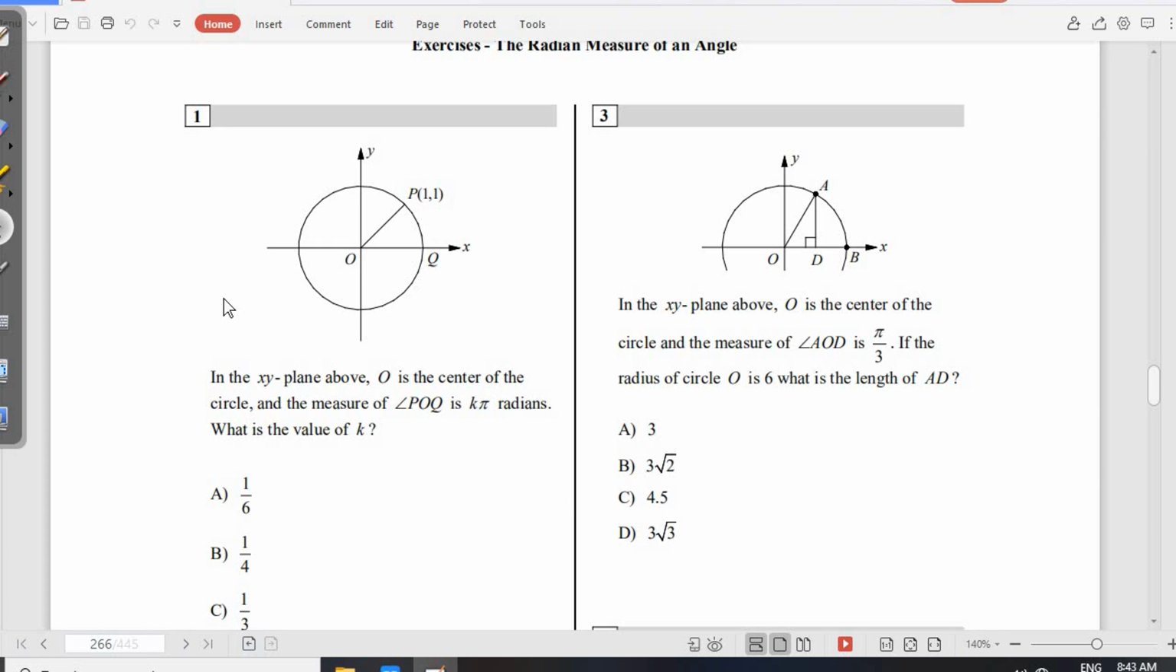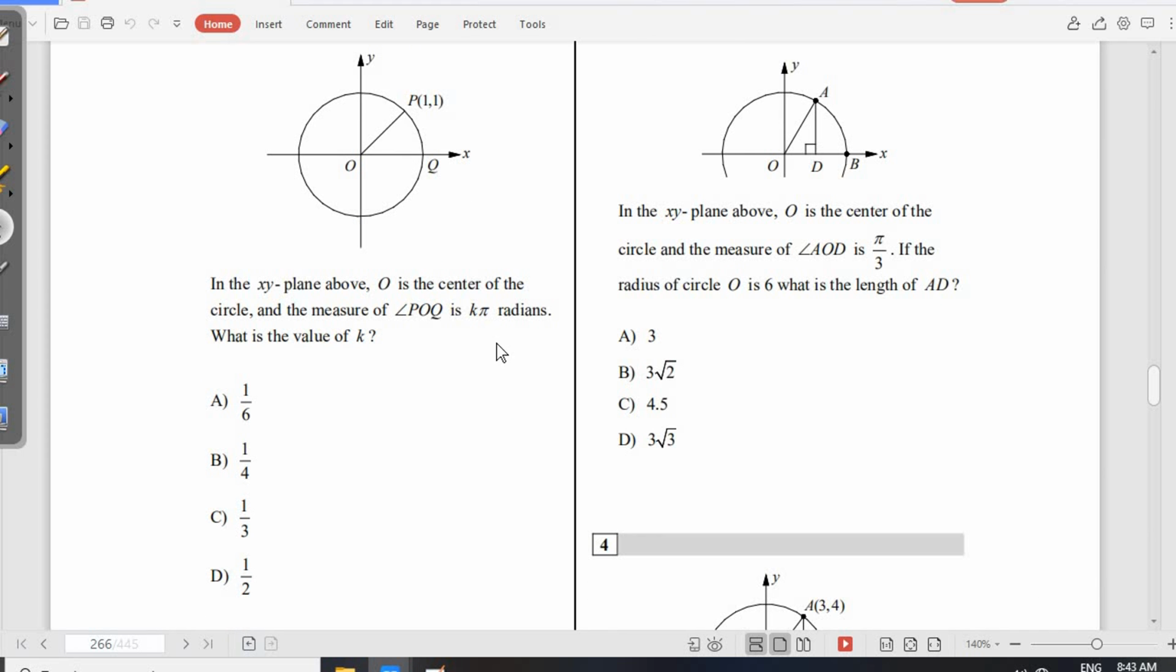So we have (1,1) there, and they say the value there is k pi radians. The value of angle POQ is k pi radians. Now it's asking what is the value of k.